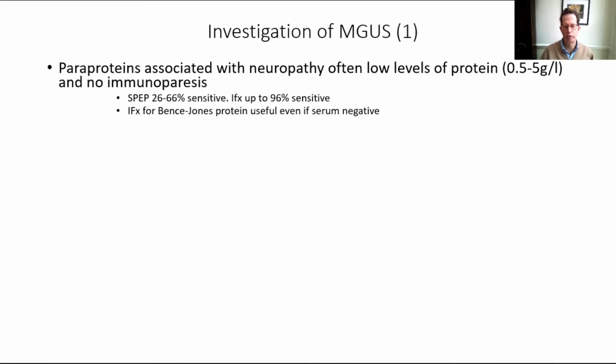So the investigations we do of the paraprotein to try and get to an answer, first of all, you need to identify the paraprotein. A protein electrophoresis is only about 2/3 sensitive, immunofixation far more sensitive, and occasionally you need to move on to a Bence Jones protein in the urine if the serum is negative. Do not ever accept a protein electrophoresis when looking for a neuropathy, because quite often you will not find the low-level paraprotein using this method.